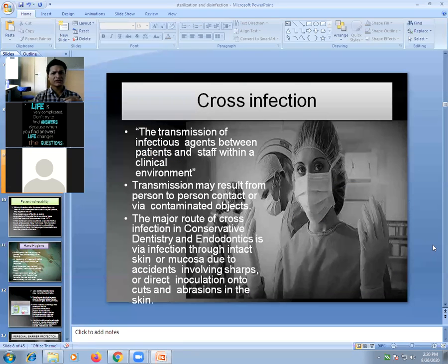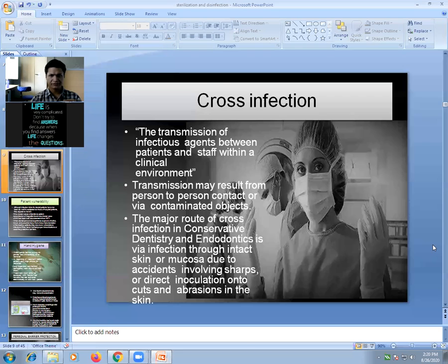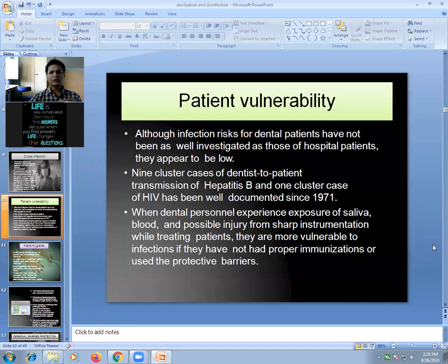Then next thing is cross infection. The transmission of infectious agents between patients and staff within a clinical environment is called cross infection. This type of transmission may result from person to person contact or via contaminated objects. Then next thing is patient vulnerability. Although infection risks for dental patients have not been as well investigated as those of hospital patients, when dental personnel experience exposure to saliva, blood, and possible injury from sharp instrumentation while treating patients, they are more vulnerable to infections.